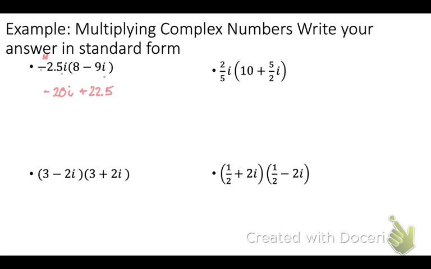And i times i would be, okay. But I said you can't leave any power of i greater than what in your answer? 1. What is i squared? Nope. Negative 1. So we now have 22.5 times negative 1. What's that make it? Negative. And it also needs to go in the front. So negative 22.5 minus 20i.